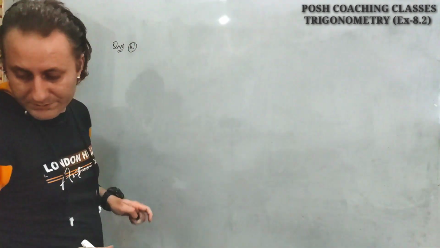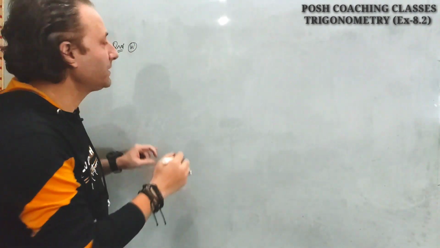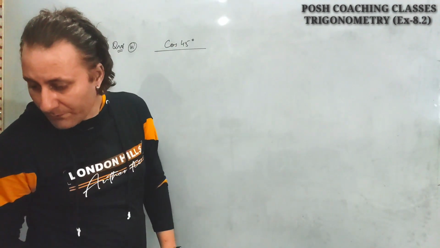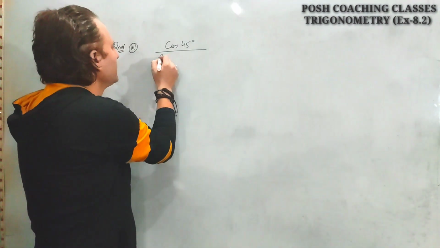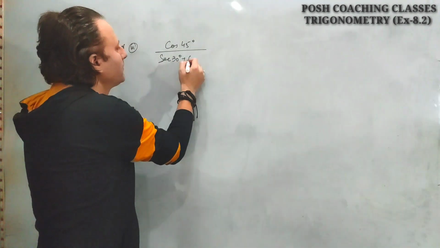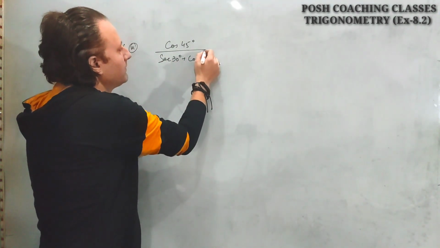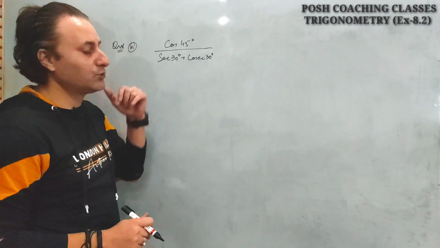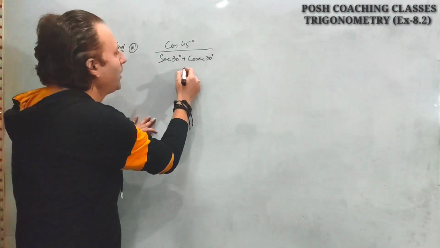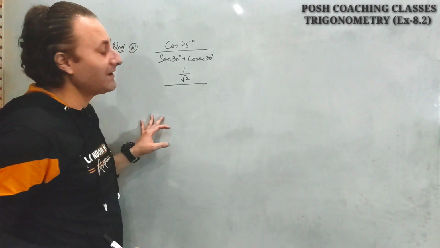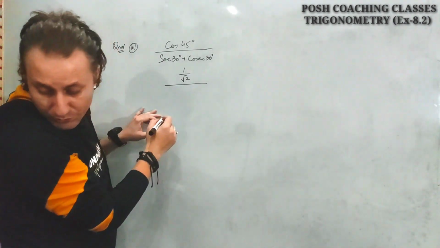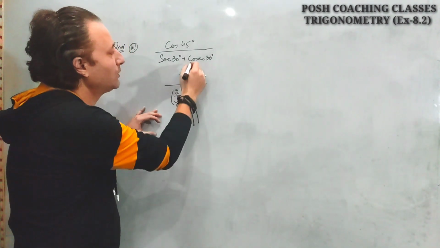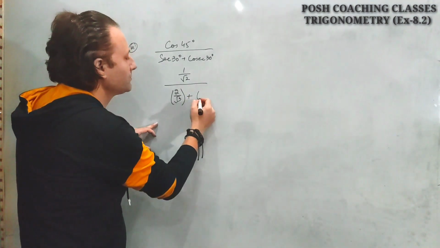That is third part. Now what do we have? We have cos 45 degrees upon sec 30 degree plus cosec 30 degree. Is that the one? Yes, that's the one. Now we need to put the values. Cos 45 is 1 upon under root 2. Then we have sec 30. Sec 30 is 2 upon under root 3. We have then cosec 30. So cosec 30 is just 2.